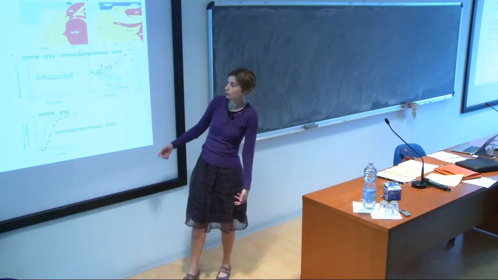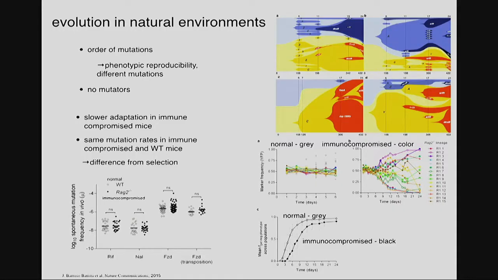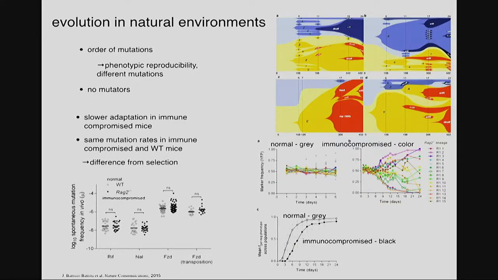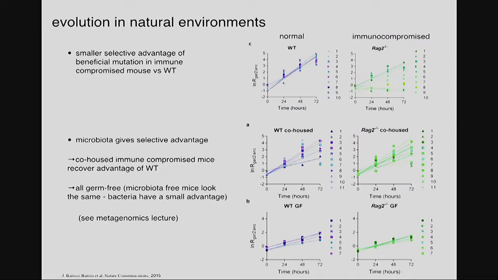Right, in the immune-compromised ones than in the non-immune-compromised ones. So basically, I think we need to go back to see this. Here after 6 days, you already had things going on. In the immune-compromised ones, nothing happens after 6 days. You need to wait much longer for something to happen. But when she looked into this in more detail, it seems that it's not an interaction with the immune system.